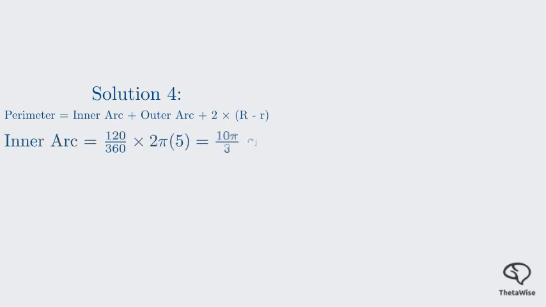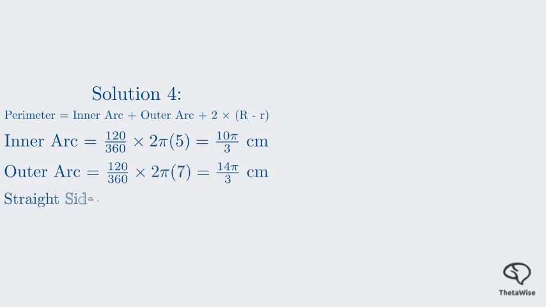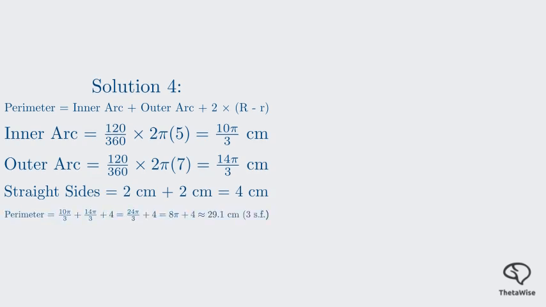We calculate the length of the inner arc using r equals 5 centimeters and theta equals 120 degrees. This gives us 10 pi over 3 centimeters. We do the same for the outer arc with r equals 7 centimeters, which gives 14 pi over 3 centimeters. The 2 straight sides are both 2 centimeters long. Adding them all up, the perimeter is 10 pi over 3 plus 14 pi over 3 plus 4, which is 24 pi over 3 plus 4. This simplifies to 8 pi plus 4, or approximately 29.1 cm. That's the distance around the entire shape.